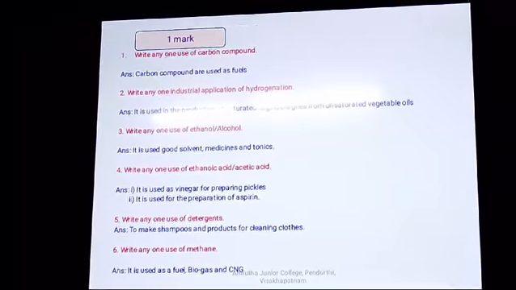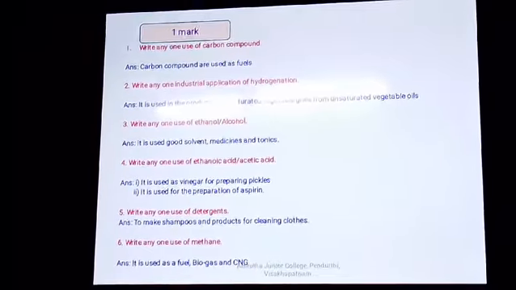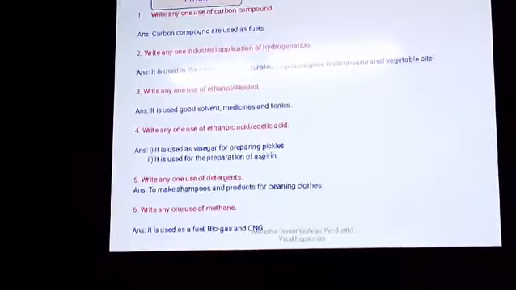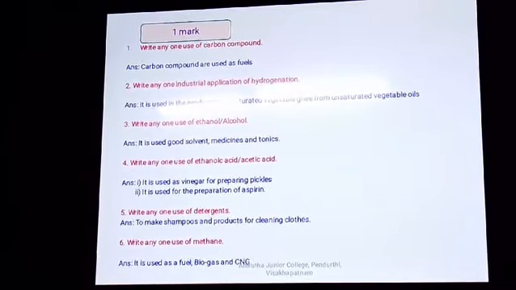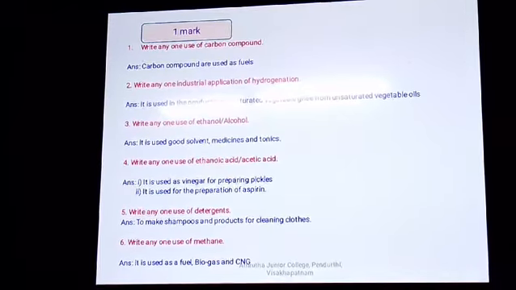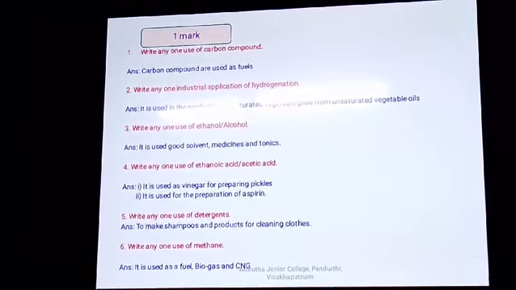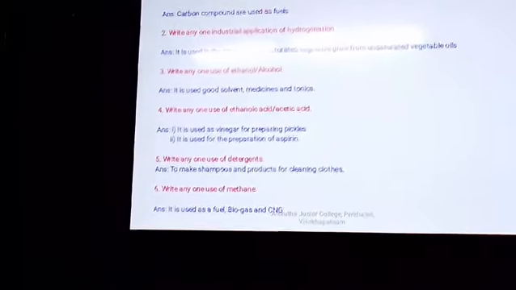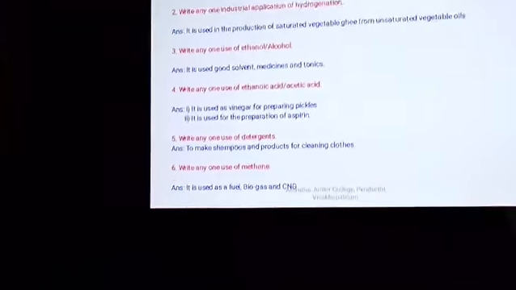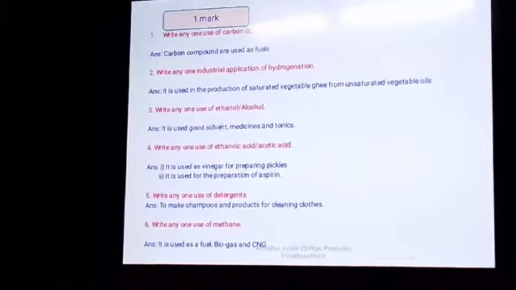Carbon compounds are used as fuels. Write any one industrial application of hydrogenation. It is used in the production of saturated vegetable ghee from unsaturated vegetable oils. Saturated means the carbons form single bonds; those are alkanes. Unsaturated are alkenes and alkynes. We will go on in the further questions.